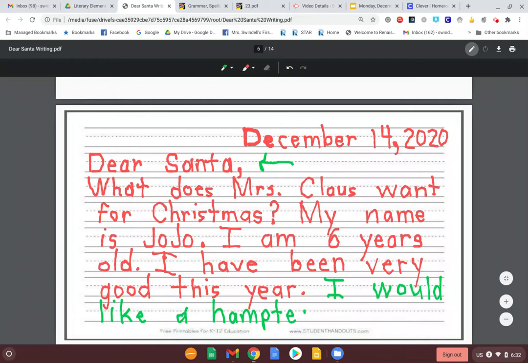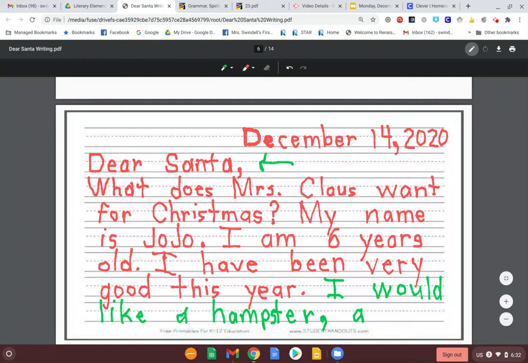I would like a hamster. I forgot my S, hamster. I would like a hamster, but I want to put it in a series. That means in a list, a horizontal list. So I'm going to put a comma right here. And now I'm going to add something else I would like for Christmas. I would like a hamster. And then I'm going to put a.